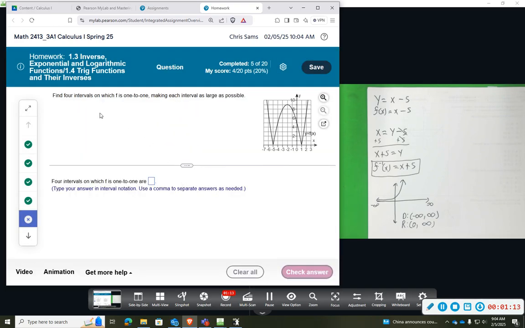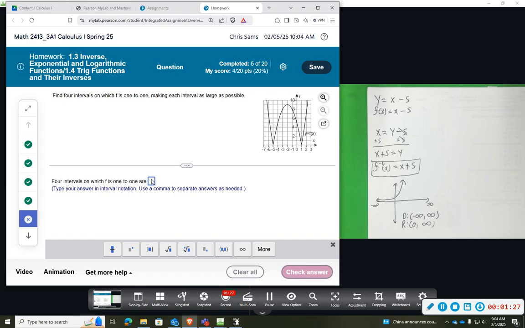All right, number 5, we want to find 4 intervals which this graph F is 1 to 1, and we want them to be as big as possible. So again, you cannot cross a line twice, and this graph goes off screen, so that means negative infinity. We want to do this in interval notation, so negative infinity up to the point 5.